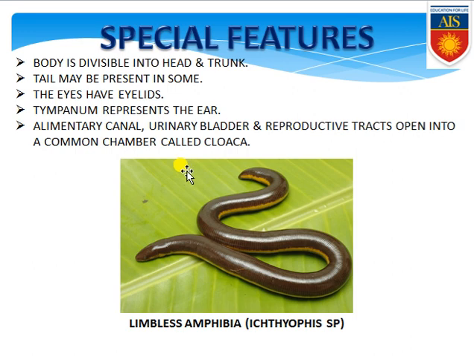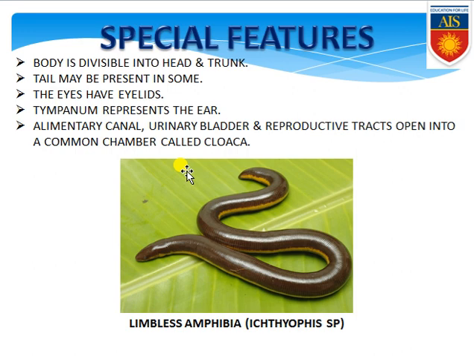Now coming to the special features of class Amphibia. Body is divisible into the head and trunk. There is no neck region because the neck is not segregated from the head properly. Head and neck are properly joined and the trunk is there. Tail may be present in some organisms. In some of the organisms, tails are absent.